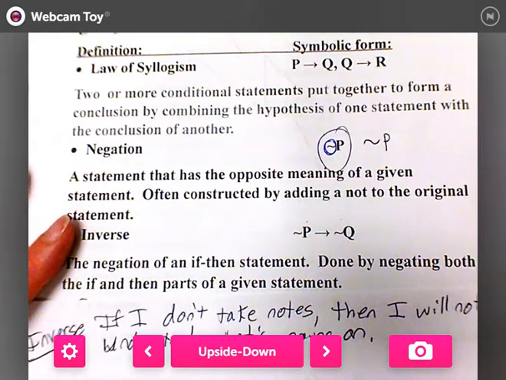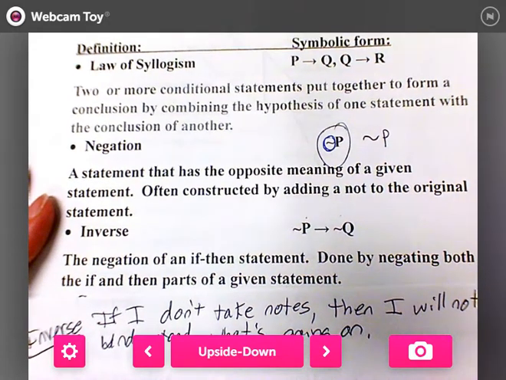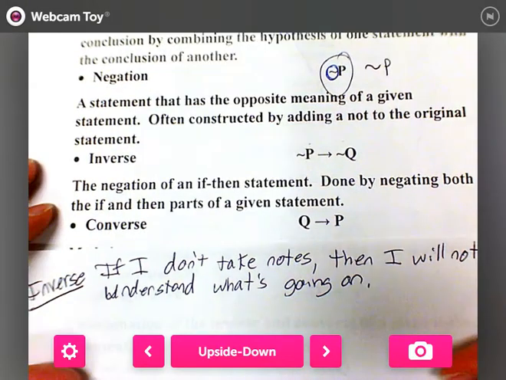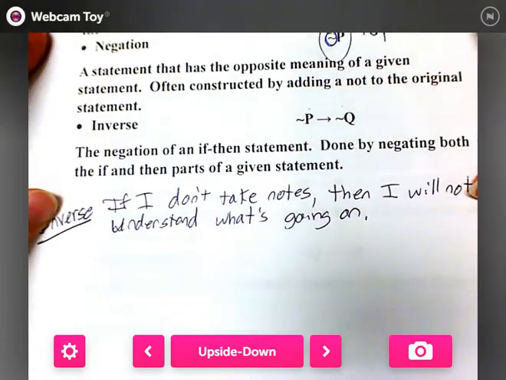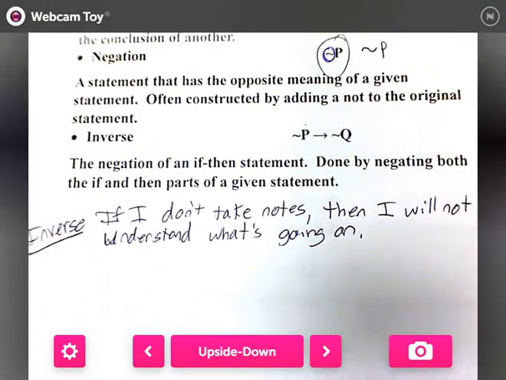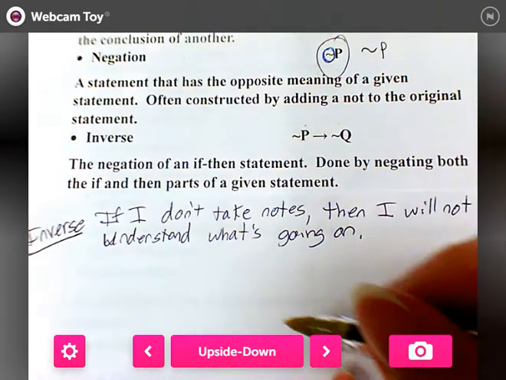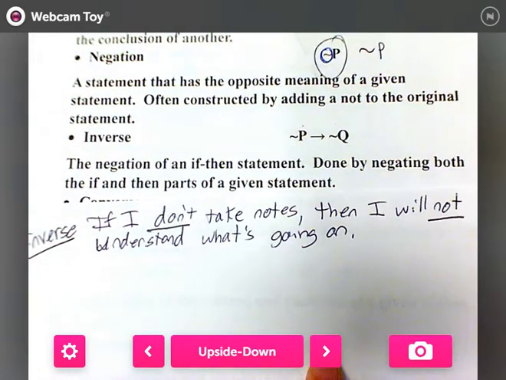Gonna move it up. Everybody got the law of syllogism? So I can move it up. Speak now. Okay. So inverse: if I don't take notes, then I will not understand what's going on. See how we put a not for both the hypothesis and conclusion?